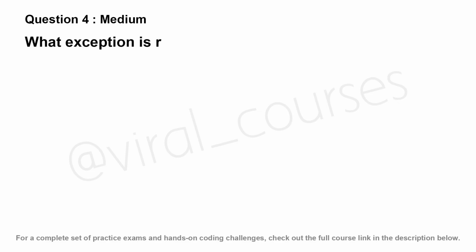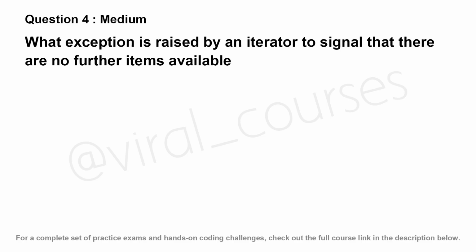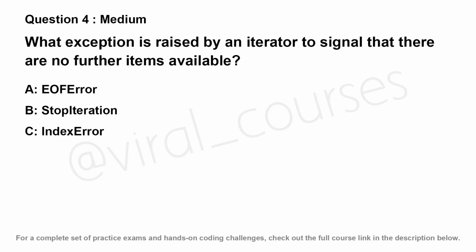What exception is raised by an iterator to signal that there are no further items available? Option A, OSError. Option B, StopIteration. Option C, IndexError. Option D, GeneratorExit.